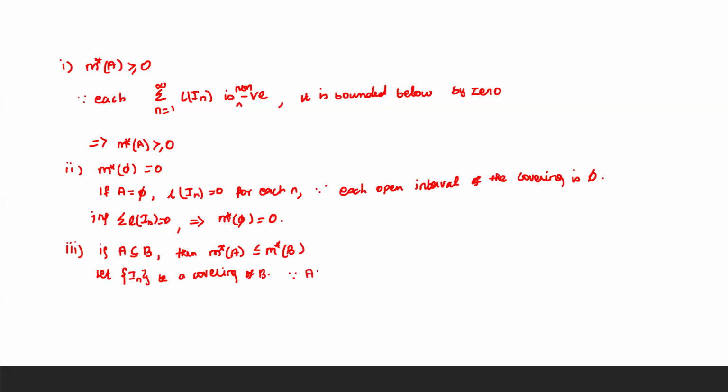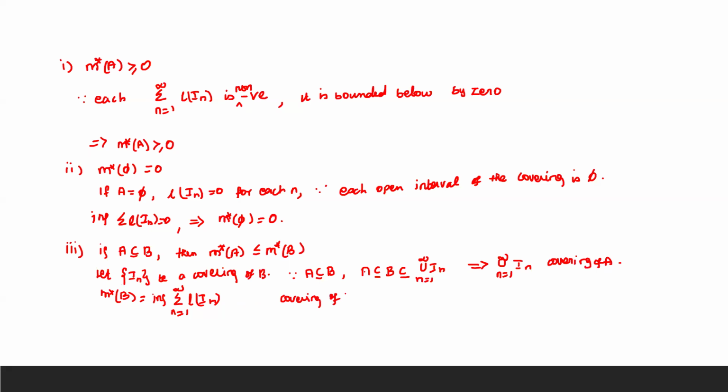Then, since A is contained in B, and B has the cover I_n, we can write B contained in the union over n equal to 1 to infinity of I_n, which implies the union of I_n also covers A. Now, we know that by definition, the outer measure of B is the infimum of the sum over n equal to 1 to infinity of the length of I_n, for all possible coverings of B.